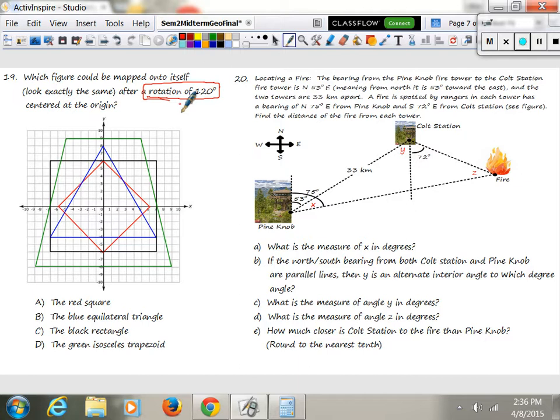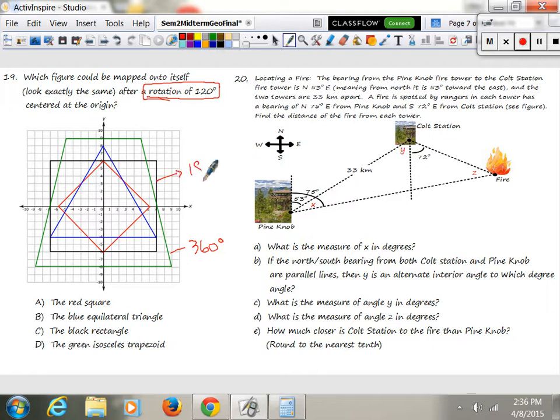120. Which one could be rotated 120 degrees and land on itself? Well, the green one would have to be rotated 360 degrees because you turn it 90 and it's not even going to look the same. You turn it 90 again, it's going to have the bottom side on the top, which is bigger. That's not going to work. So you need 360 degrees to map the green one onto itself.